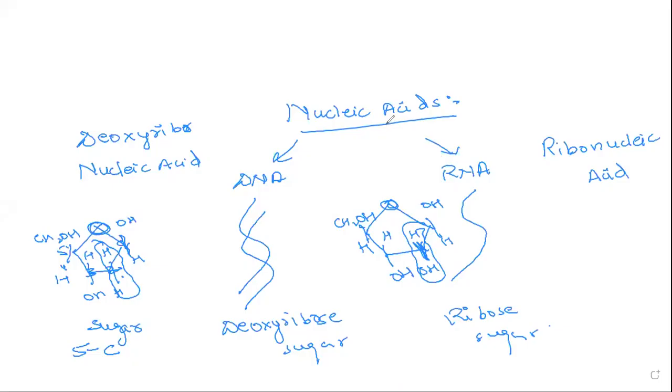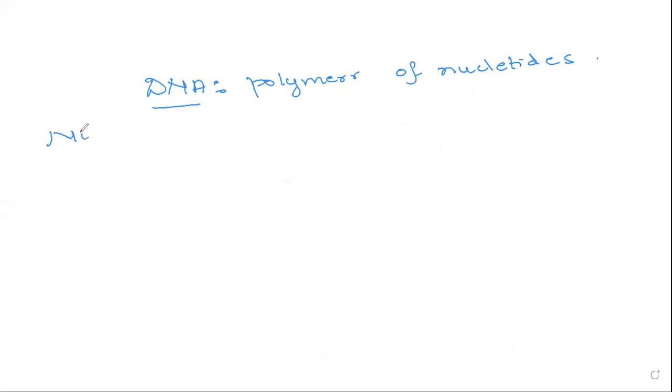Then let's study DNA in detail. First of all, we'll take up the DNA. Now, DNA, deoxyribonucleic acid, is a repeated polymer of nucleotides. Now, what is a nucleotide? A nucleotide is made up of a phosphate group, a base, and a sugar.